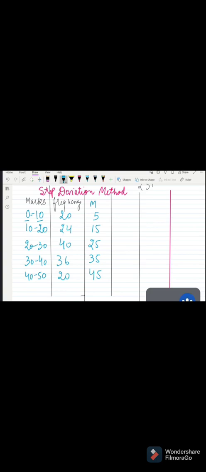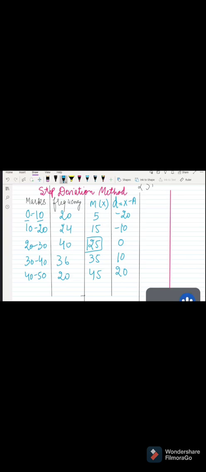And also find out deviations. I assumed 25 in the earlier question also. So x minus a, this is your x, 5 minus 25, that is minus 20, 15 minus 25, that is minus 10, 25 minus 25, 0, 35 minus 25, 10, and 45 minus 25, 20.